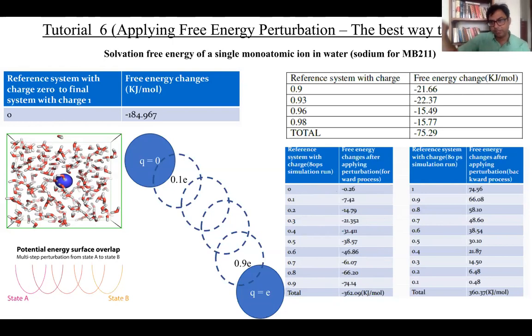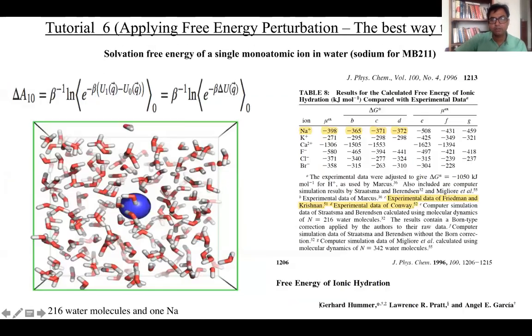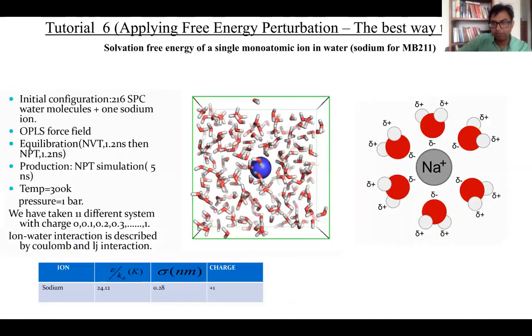And if you go the other way around, like you start from one charge and go down, you end up with 360 kilojoules, and this is roughly in the ballpark of what we see here, right? The data that you are seeing in the paper by Hummer.